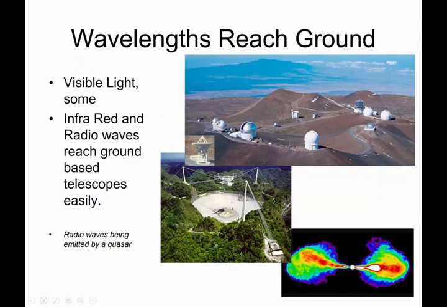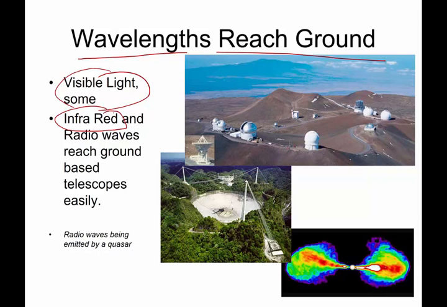Not all of the electromagnetic waves can reach the ground. Some visible light reaches the ground, some infrared reaches the ground, and we know that because our planet does get warm due to the sun. If infrared radiation did not reach the Earth's surface through its atmosphere, the Earth would not be warm. Some radio waves reach the ground, but a lot of the electromagnetic spectrum cannot reach the ground, and that's why we need space-based telescopes.